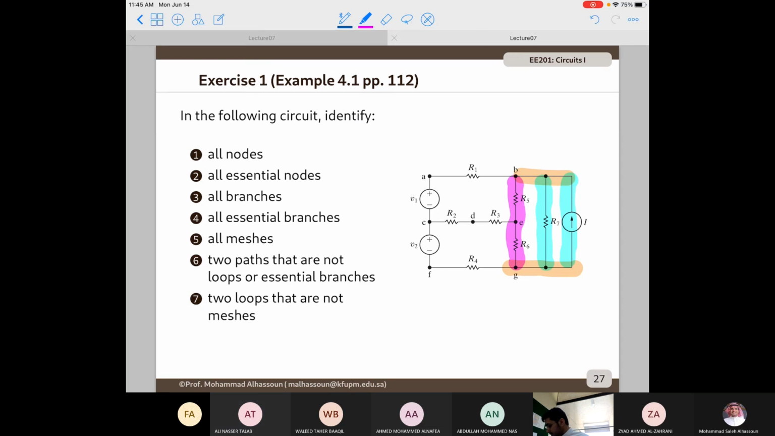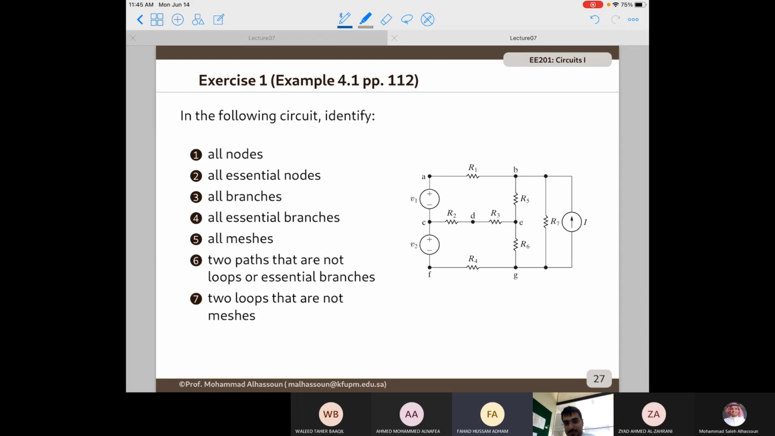Fahad, you're muted. Can you hear me, Doctor? Yes. Can we say that all meshes are loops? All meshes are loops. Yes. But we can't say that it's the other way around, right? Exactly, a loop is not always a mesh. Okay. Thank you, Doctor.